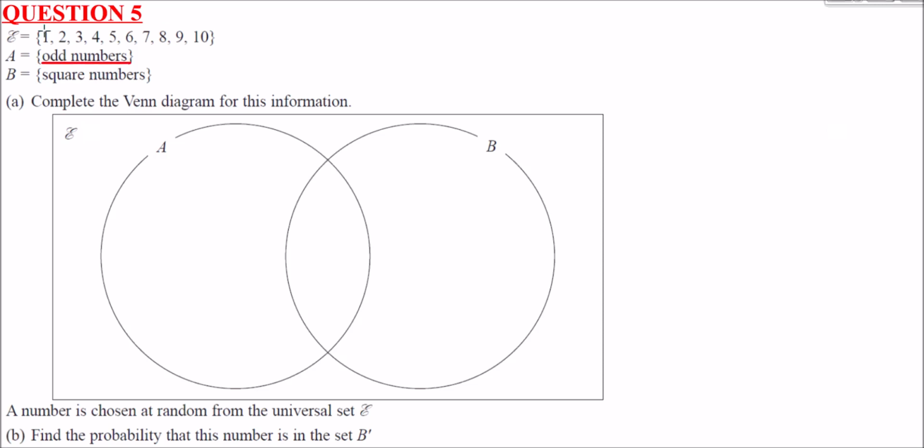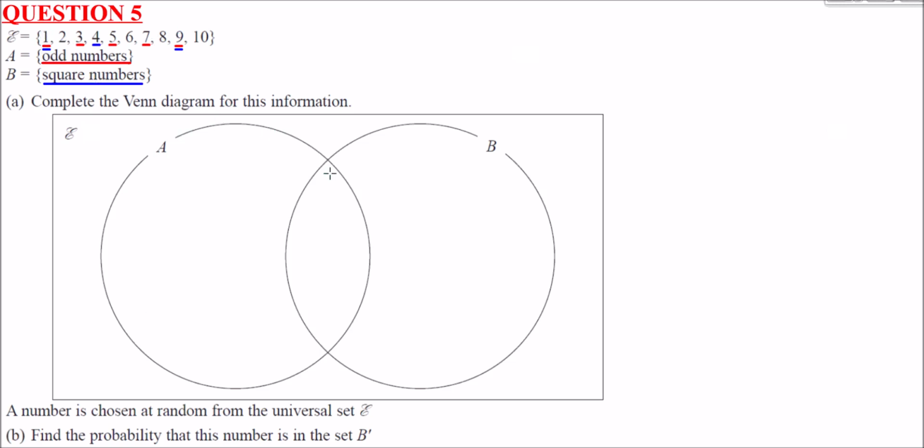So odd numbers. The odd numbers in this list, I'm going to underline these in red. 1, 3, 5, 7 and 9. Square numbers I'll underline as well in blue. So first of all, the odd numbers, 1, 3, 5, 7 and 9. Square numbers, 1 times 1 is 1, 2 times 2 is 4, 3 times 3 is 9. So in blue, I'm going to underline 1, 4 and 9. So you can notice here that there are 2 numbers that are both odd and square. Those numbers are the 1 and the 9.